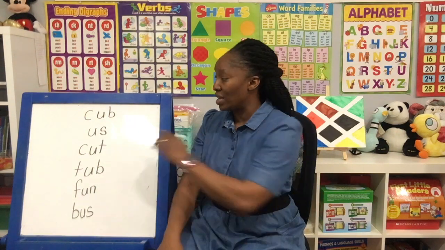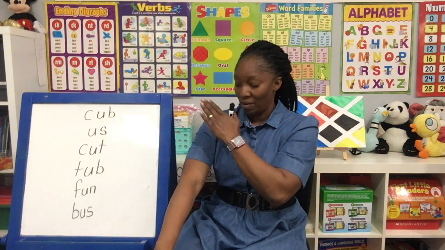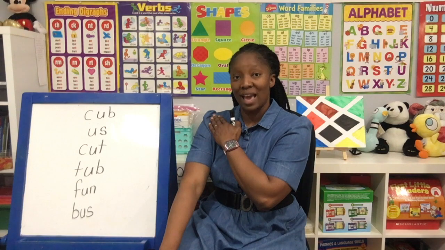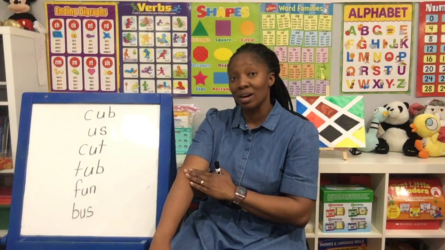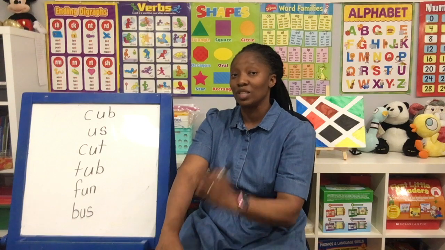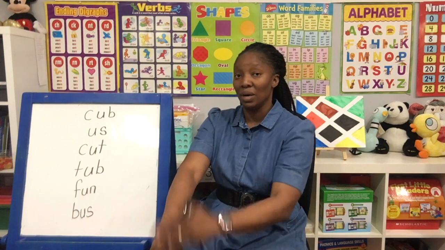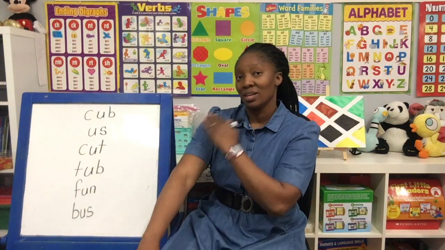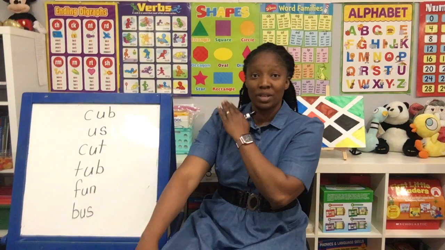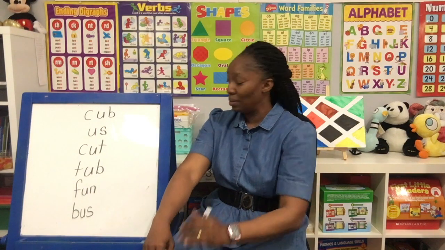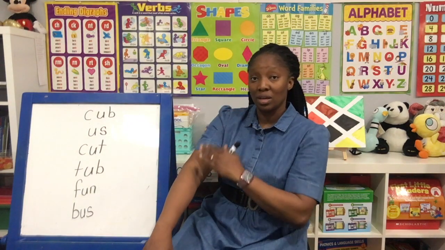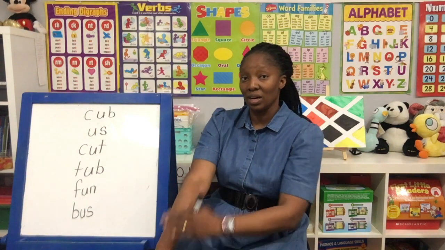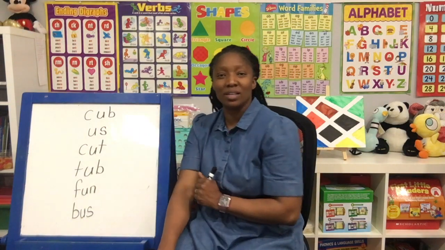We're going to break it down. Ready? Taking the first letter, first sound, the middle sound, and the ending sound. What sound does C make? Yes. K. U makes uh and B makes B. Let's put it together. Cub. Let's try cut. Cut. Let's try tub. Tub. Let's try fun. Fun. Let's try bus. Bus. Let's try us.